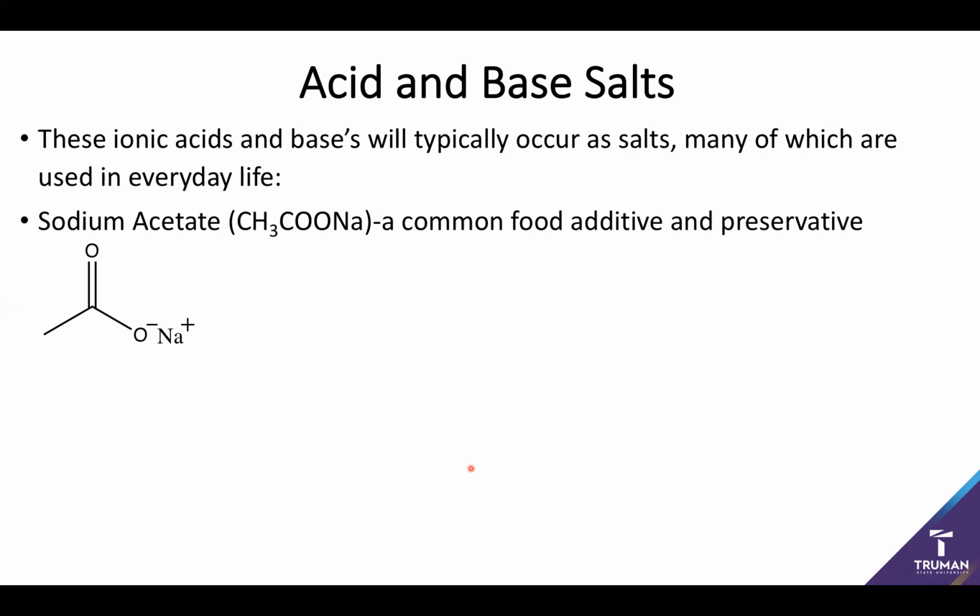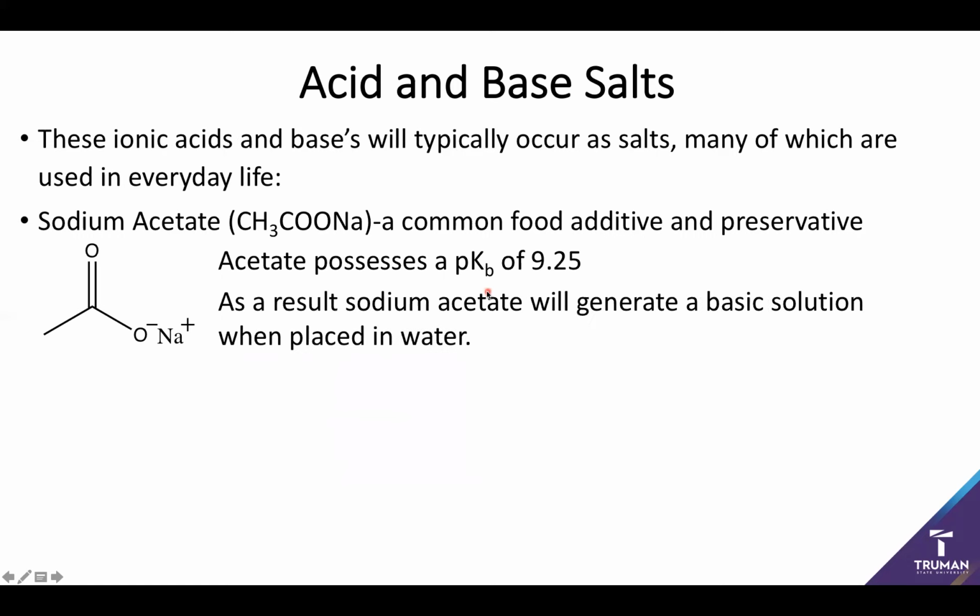This includes things like sodium acetate, which, if you look at your food labels, you'll find is a very common food additive, mostly because it acts as a nice preservative. So it is acetate with a conjugate sodium cation. Turns out that acetate possesses a pKb of 9.25, so it's a decent weak base. And as a result, if I put sodium acetate in solution, the solution's going to go basic because I put a weak base in water. We know how to calculate that pH.